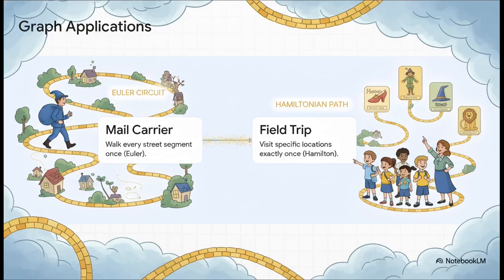That is a real-world Euler problem. Now think about a school field trip to a massive museum. The teacher definitely doesn't want to walk every single hallway in the building. That would take all day. They just want to visit 5 specific museum exhibits exactly once and then hustle everyone back to the bus. That is a real-world Hamilton problem.